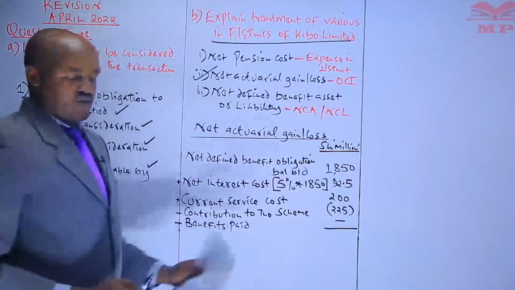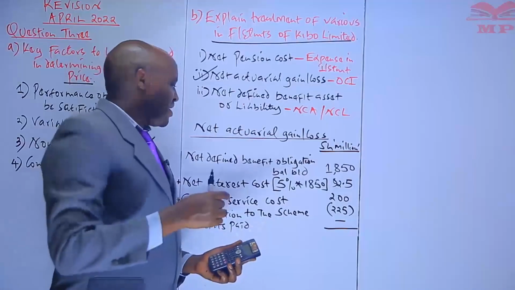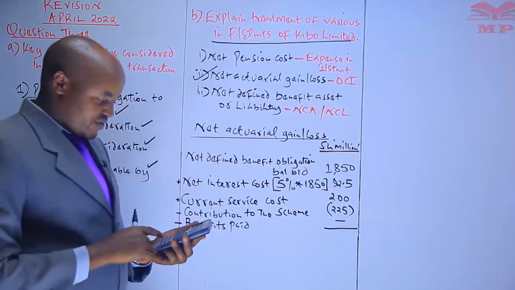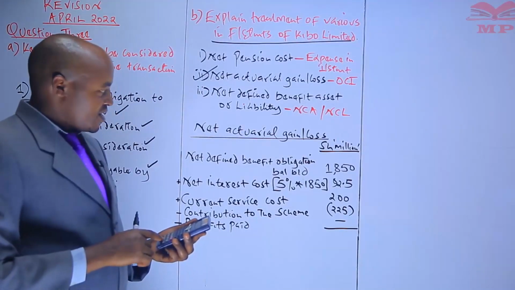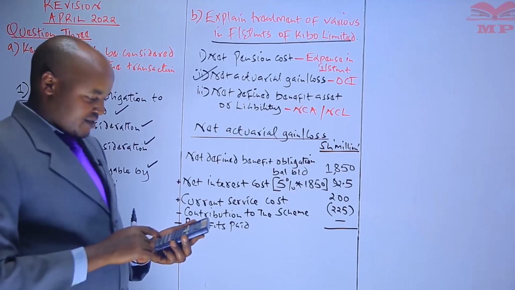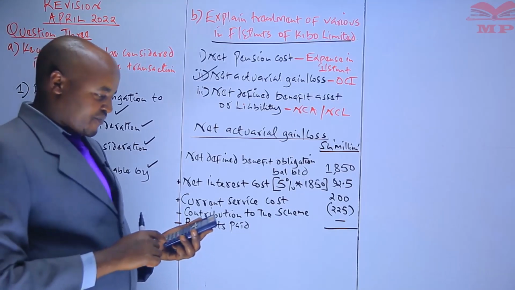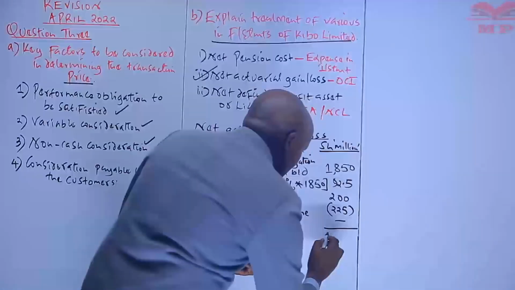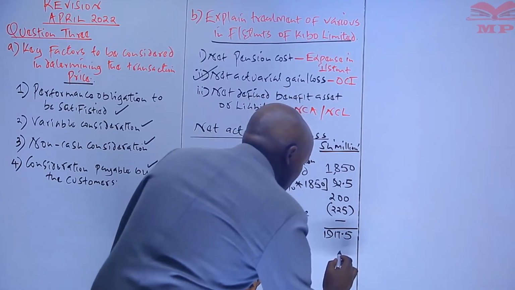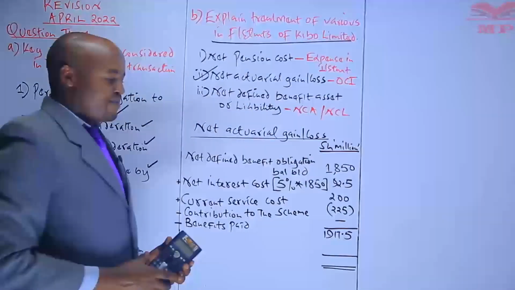Then what we need to do is to get what we refer to as the expected net defined benefit obligation at the end of the year. So we take 1850 plus 92.5 plus 200, minus 225, and that will give us 1917.5.